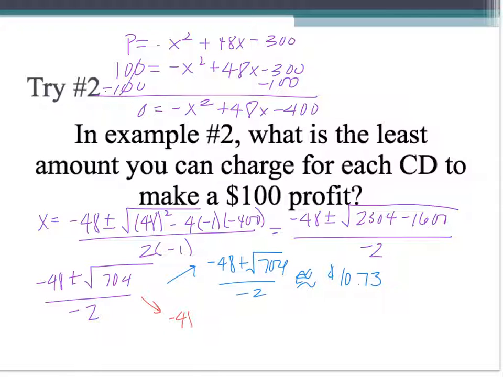Okay, the other one would be negative 48 minus the square root of 704 over negative 2. So when you do negative square root of 704, that would be about negative 26.53. If I subtract 48, that'll give me negative 74.53. Divide that by negative 2, and that'll give me about $37.27. So the smaller, or the least amount you can sell the CDs for, is $10.73.